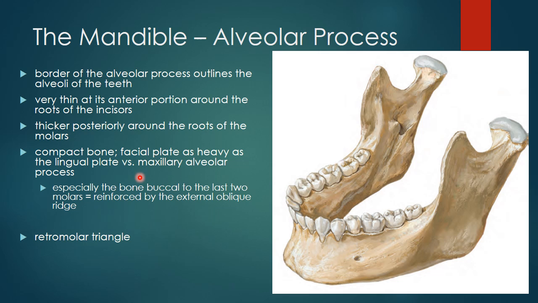Comparing the alveolar process of the mandible to the maxilla, in the mandibular alveolar processes, the facial plate is as heavy as the lingual plate, especially the bone buccal to the last two molars because it is reinforced by the external oblique ridge.